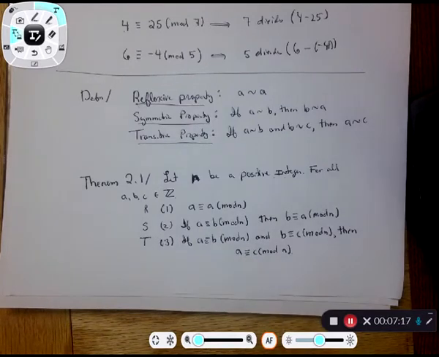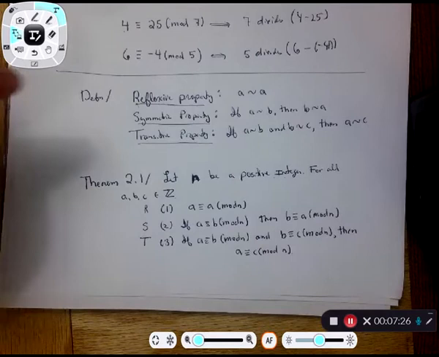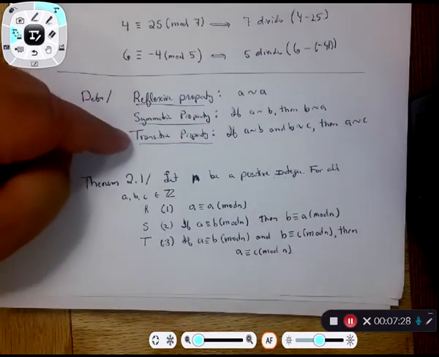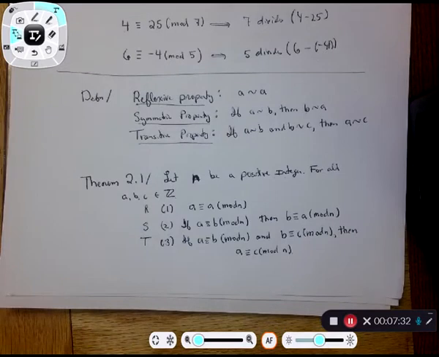There's the proof, literally, just with me talking you through it. But what this theorem is telling you is that you've got the reflexive, symmetric, and transitive properties. We have congruence classes when it comes to modulo n.